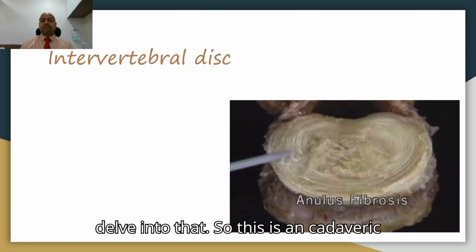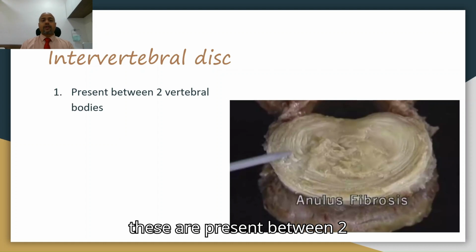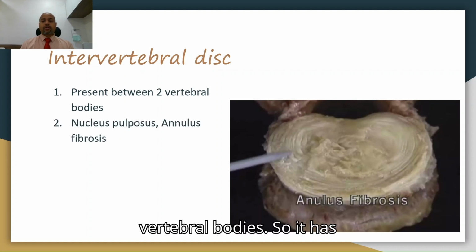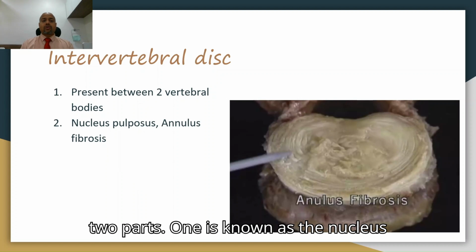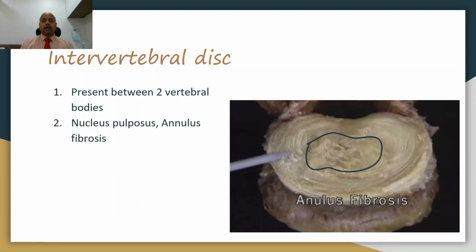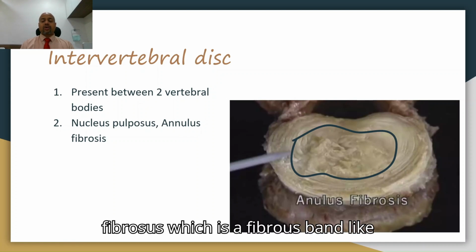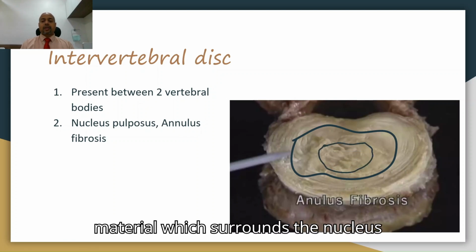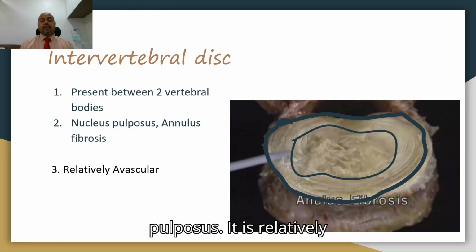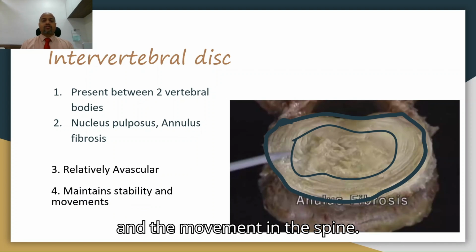So this is a cadaveric model of the intervertebral disc. Now these are present between two intervertebral bodies. So it has two parts. One is known as the nucleus pulposus, which is a jelly-like material, which is present over here, and you have the annulus fibrosus, which is a fibrous band-like material which surrounds the nucleus pulposus. It is relatively avascular and it maintains the stability and the movement in the spine.